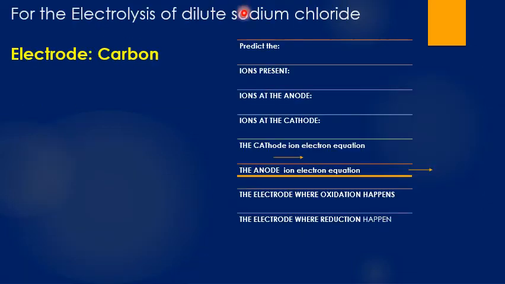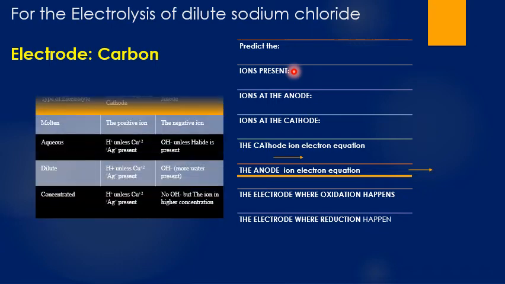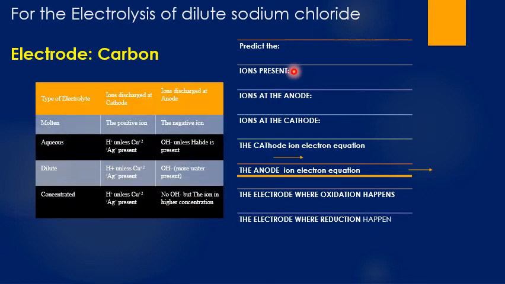Good job. So now I'm going to be asked to predict the ions that are going to be present for the dilute sodium chloride. The ions present are sodium, bromine, hydrogen, and OH negative. The ions at the anode are bromine and hydroxide, all of the negative ions. At the cathode, all the positive ions are going to be attracted to that cathode. Now, which is going to be discharged at the cathode and which at the anode? That's going to be the equation that you show.